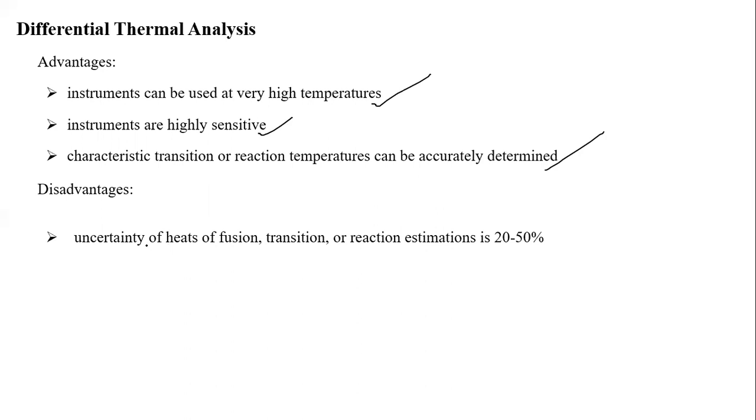But what is the disadvantage? There is some sort of uncertainty. There is some confusion between the fusion and transition reactions, estimated at a 20 to 50% chance. There is some uncertainty in heat. If there is any problem in the heat or its supply, we will definitely get a wrong result. We won't get a proper or accurate analysis. This is the only disadvantage in differential thermal analysis.